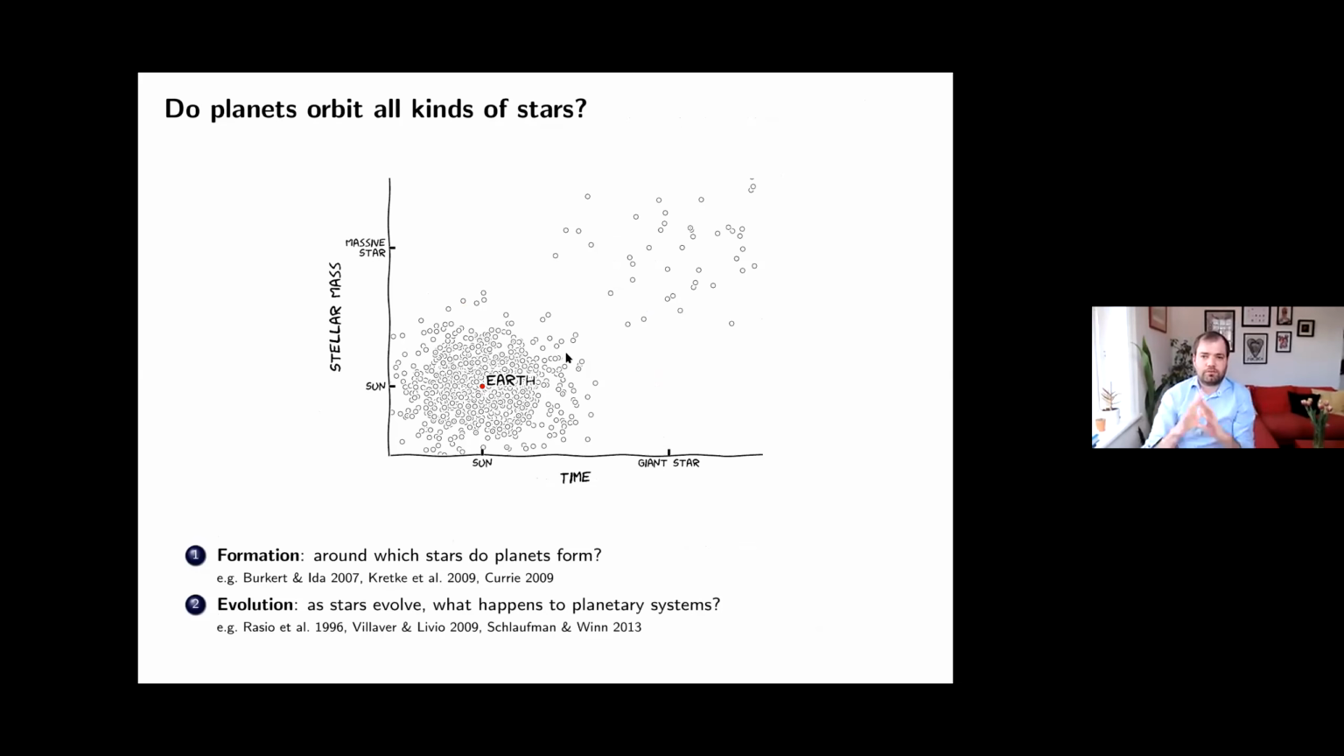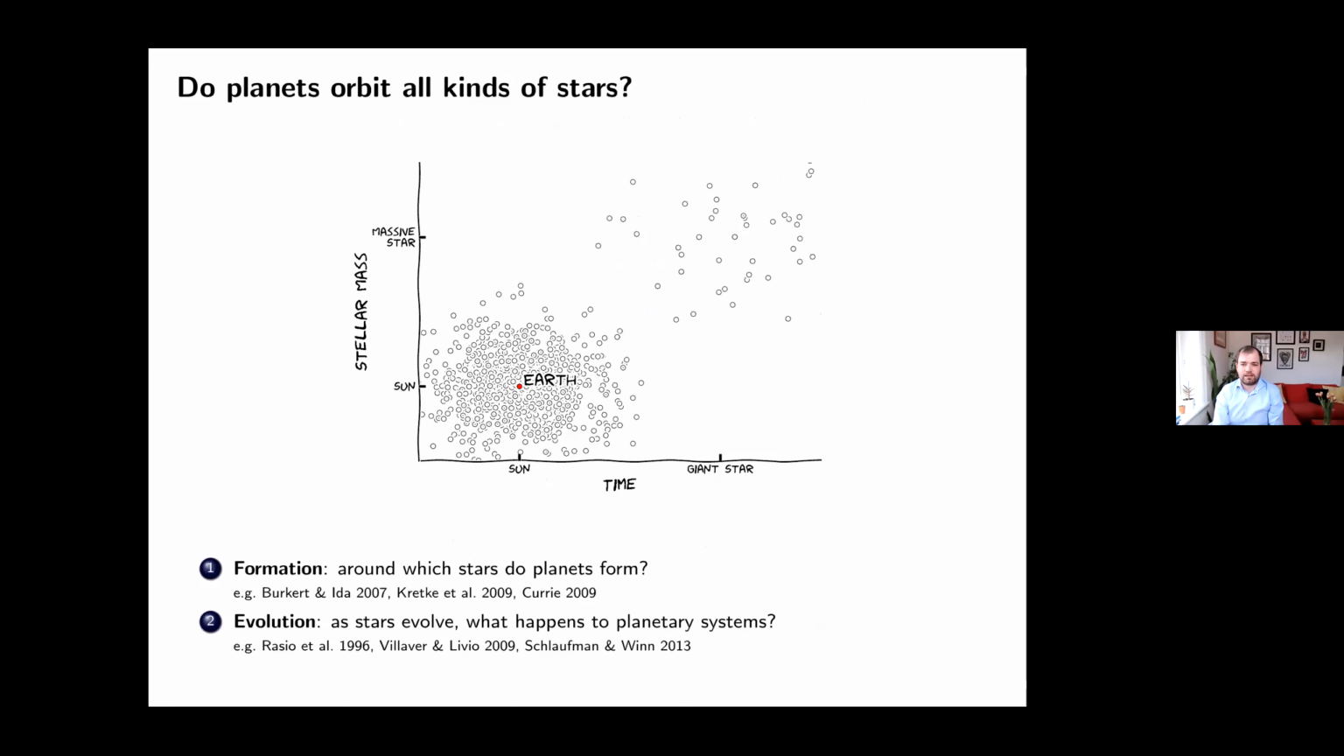Okay, so with that, I want to leave the dynamics a little bit and move on to a few other questions that I want to briefly address today. First of all, I want to raise a question that has been on the mind of many exoplanet scientists, which is, do planets orbit all kinds of stars?